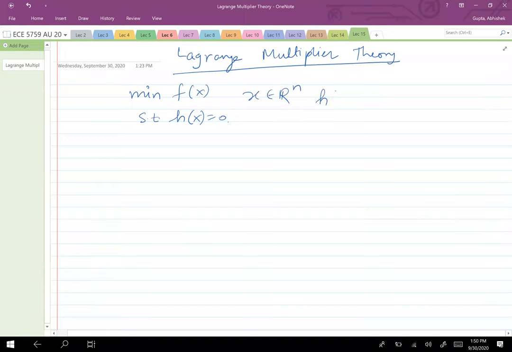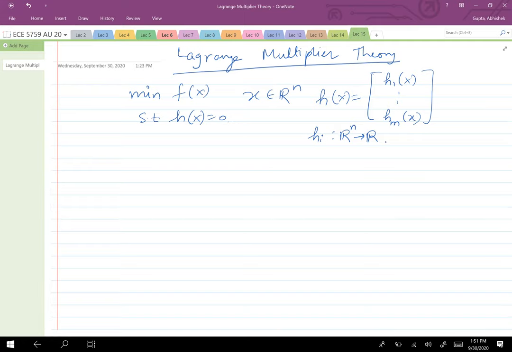Okay, and h(x) is h1(x) all the way to hm(x). So there are m such functions. Each of these hi is a function from R^n to R. So this is the problem that we want to solve. So let's look at it pictorially.